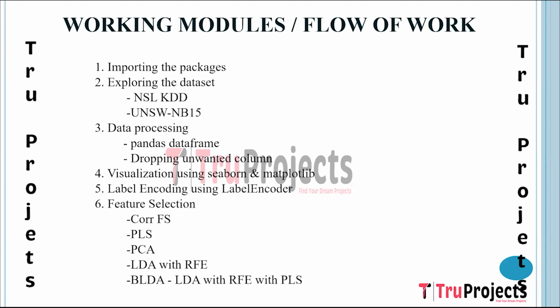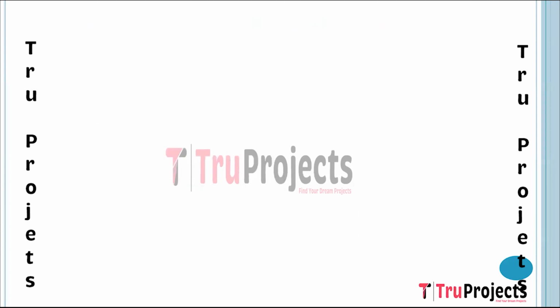BLDA, LDA with RFE combined with PLS, a novel ensemble technique combining LDA with RFE and PLS for enhanced feature selection. Splitting the data to X and Y for machine learning. This step involves segregating the dataset into two parts. X, features: this subset contains the independent variables or features that will be used to predict the target variable, intrusion or non-intrusion. Y, which is the target: this subset holds the target variable or label that the model aims to predict based on the features. In intrusion detection, this represents whether a network activity is normal or malicious.